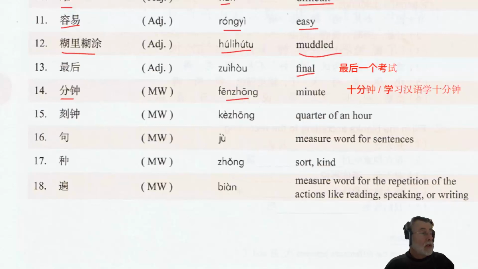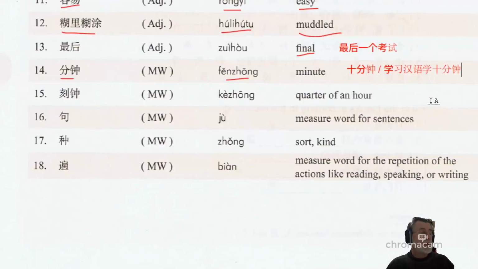So it says it's a measure word there. Yes, it is, I guess. When you look at it, 10 is our quantity, and then 分钟 is our measure word there. So in the actual lesson, in the grammar section, we'll look at the use of 分钟 more closely. So we'll get into more detail then.